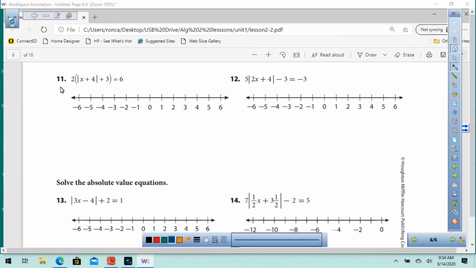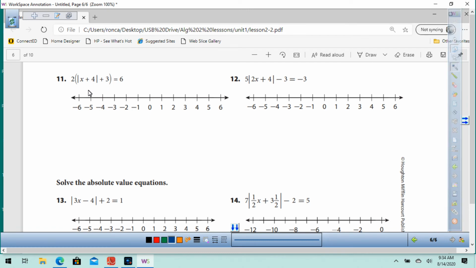Number 11. 2 times all of that. So we're going to have 2 times the absolute value of x plus 4, plus 2 times 3 gives you 6, equals 6. Subtract 6 from both sides, and you got 2 times the absolute value of x plus 4 equals 0. Looks like this is going to be one of those ones where you only get one solution. Divide both sides by 2, and you get the absolute value of x plus 4 equals 0. Case 1, case 2, x plus 4 equals 0. Negative 0 is still 0, so let's subtract 4 from both sides, and we get x equals negative 4. So there is your only solution.